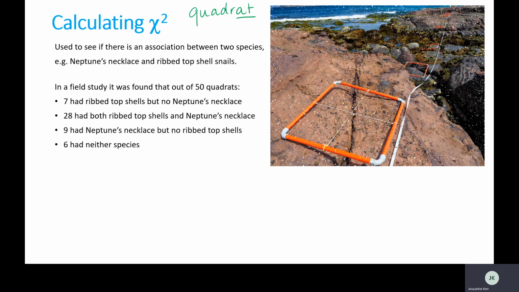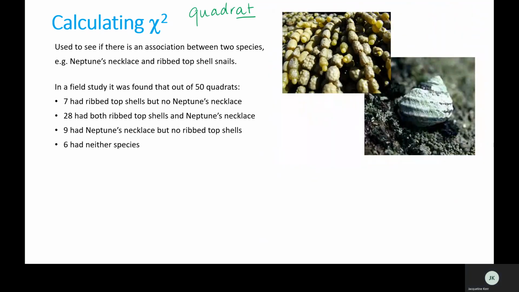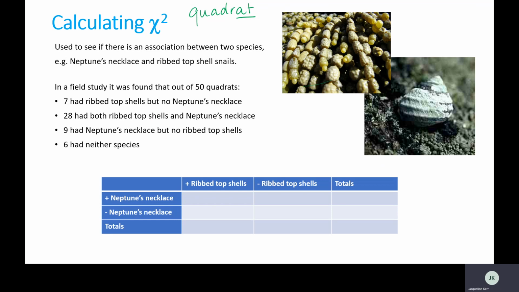So let's say they were random instead. Here we've got some Neptune's necklace, this seaweed, and a rib top shell, this little sea snail here. And we might say, for example, in a study of fish, we tried to see which species were present in either. So we might have just the one species present in some, some where they overlap, and some with neither. So we'd have to set up a frequency table here, and so we can see where we've got both or neither.